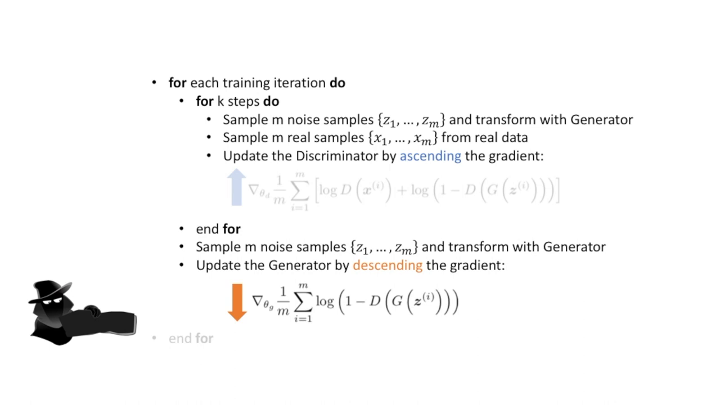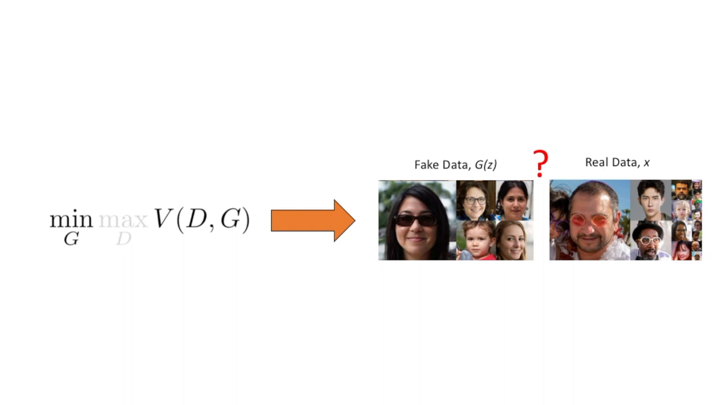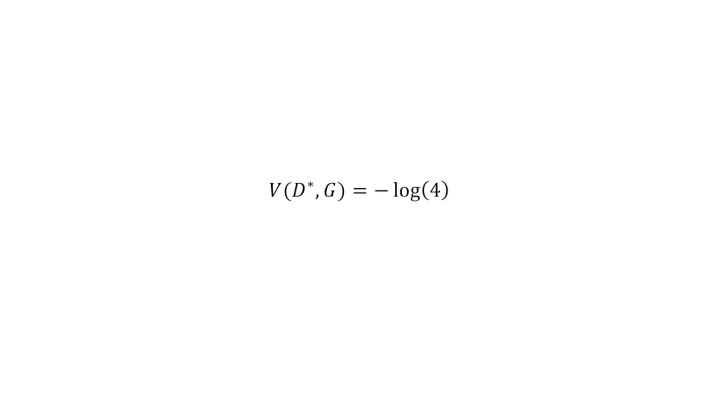The other contributions of this paper are the nice theoretical results. The authors prove two major points: that the minimum of the cost function is achieved if and only if the probability distribution of the generator matches that of the real data. This means the fake samples are indistinguishable from the real samples. This proof is done in two parts. First, they show that for a static generator, the maximum of the cost function with respect to the discriminator is a constant, and that constant is equal to minus log 4.